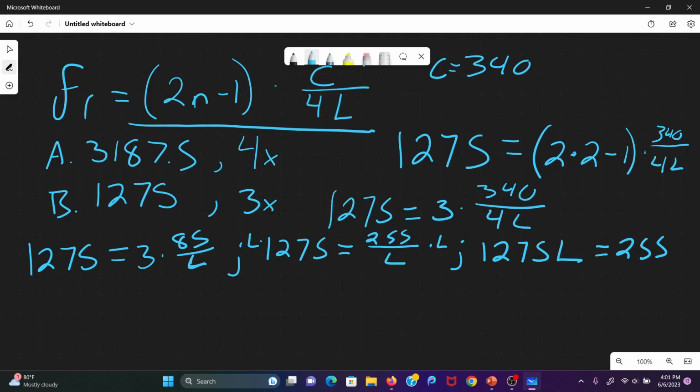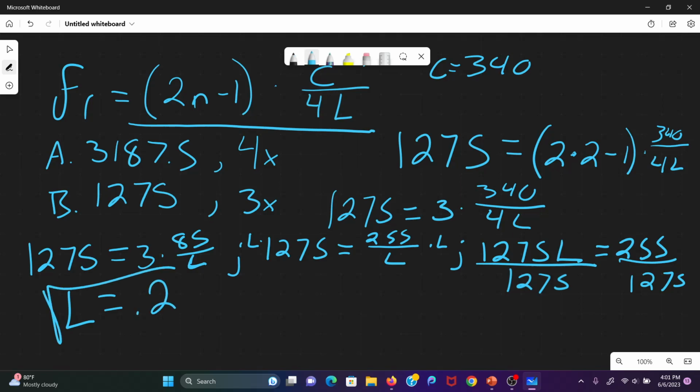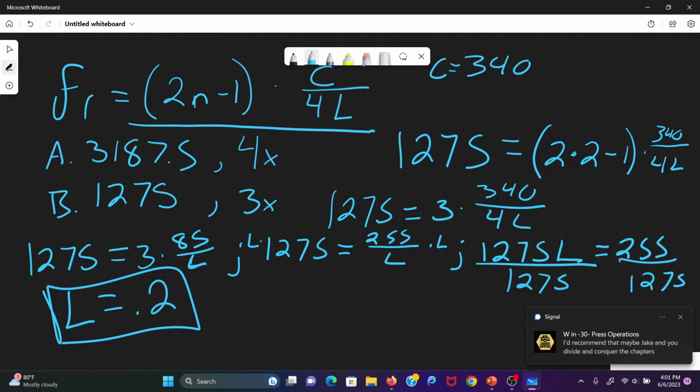Now you want to get L by itself. So you're going to divide by 1275. Okay, so you've got 255 over 1275, and that is 0.2. So L equals 0.2. That's great, and that is not the last answer that you're going to get to.